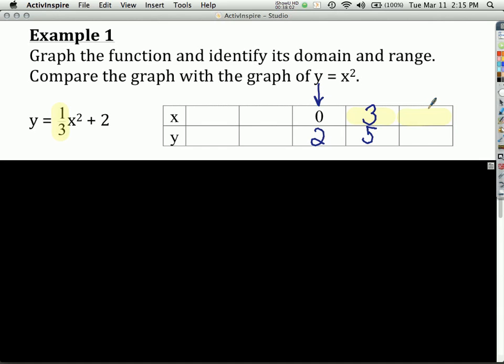6. Let's see what happens. Plug in a 6. 6 squared is 36. 36 times 1/3. What do we get for that, Edgar? 12 plus 2 is 14. We got a nice, friendly number.